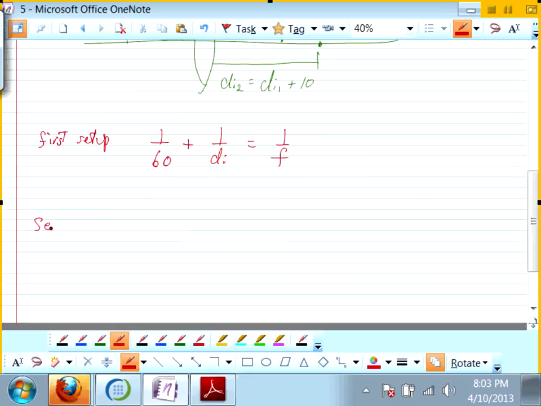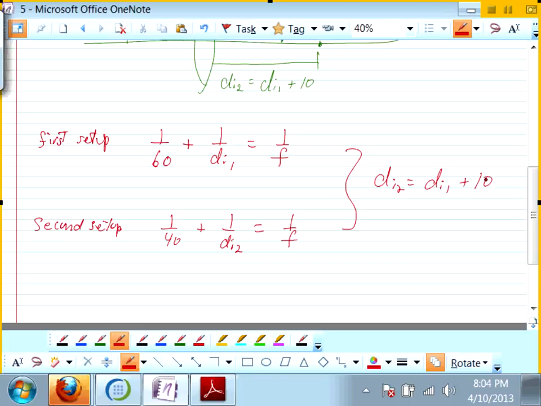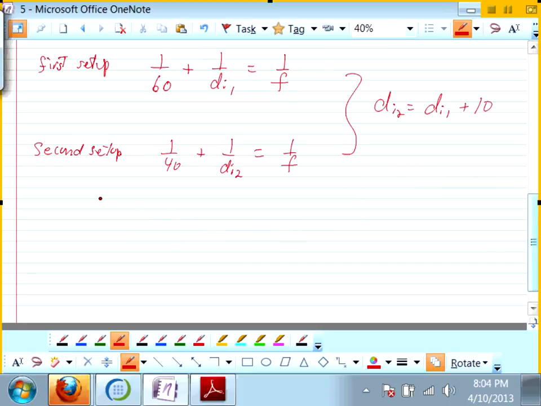One equation, two unknowns. That's why they gave us two setups. Well, actually, that's two equations and three unknowns. We must need one more. And we've already used it. di2 is equal to di1 plus 10. So there we go.